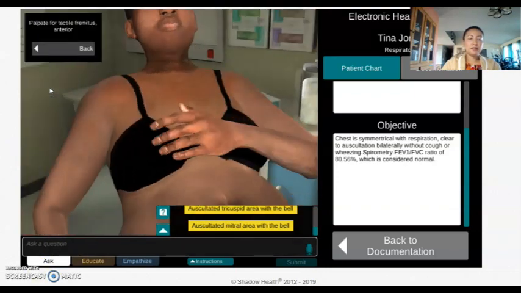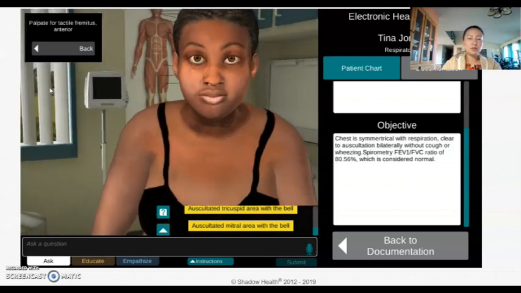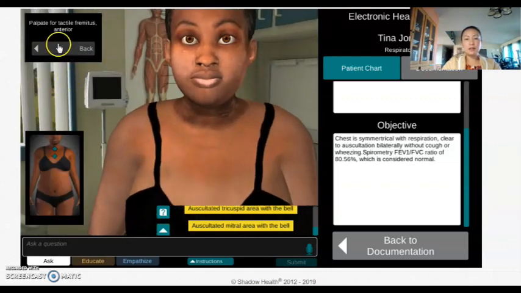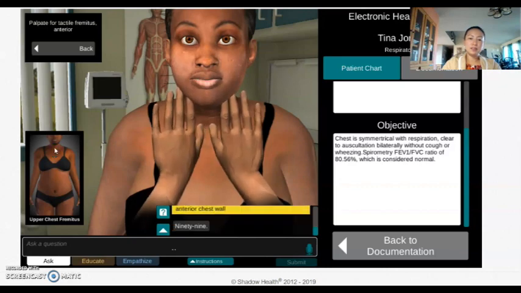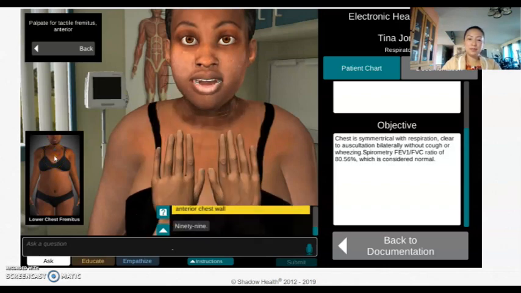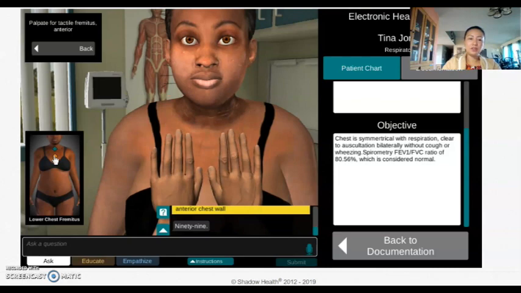Okay. This time I am going to do palpation, and I am going to check for fremitus. Okay, I'm going to start on the upper chest. So I am palpating, and I'm asking the patient to say the word 99. Okay, and going down to the lower chest.